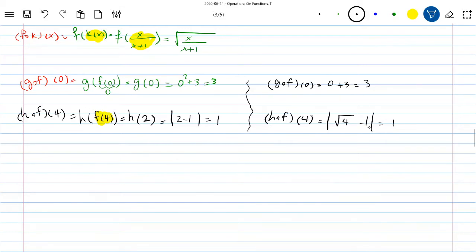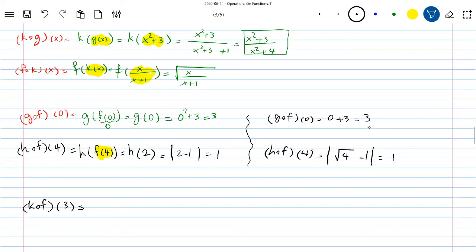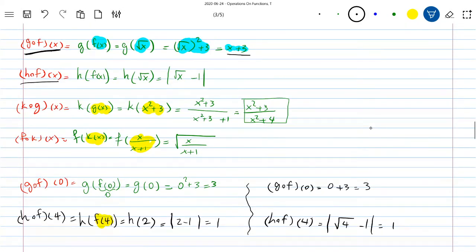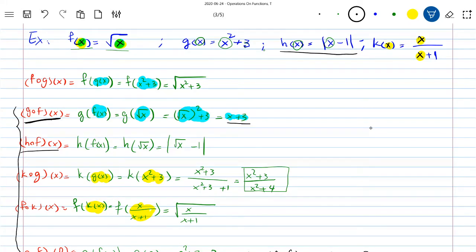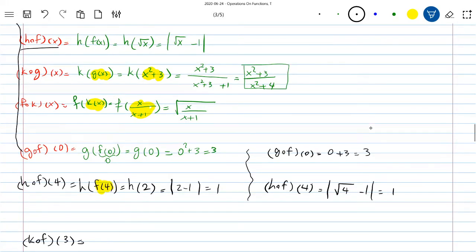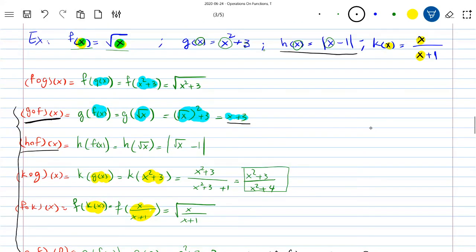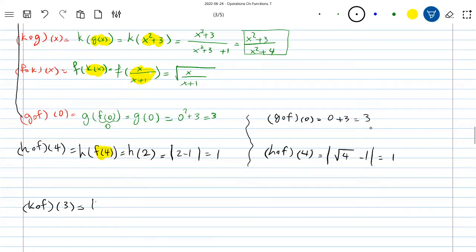For example, if they ask you to calculate k of f of 3 or something. Yeah, here we don't have the k of f function. If you look at these, there's no k of f. So now there is not an option. Either you find the k of f function or you replace this 3 into f and then into k.